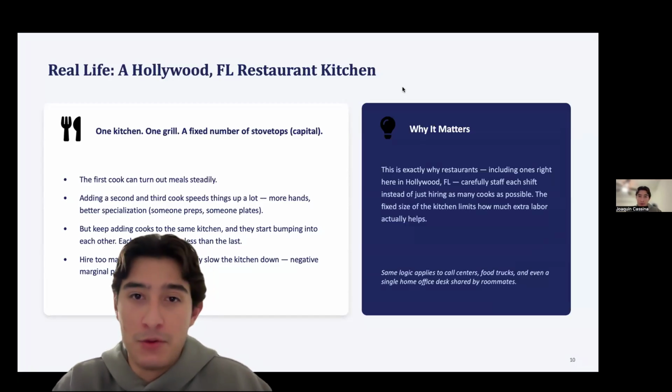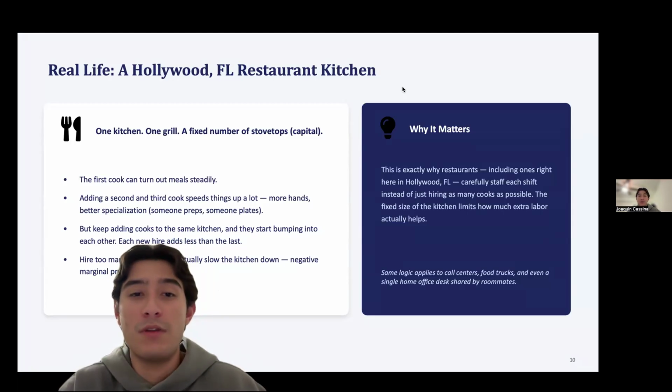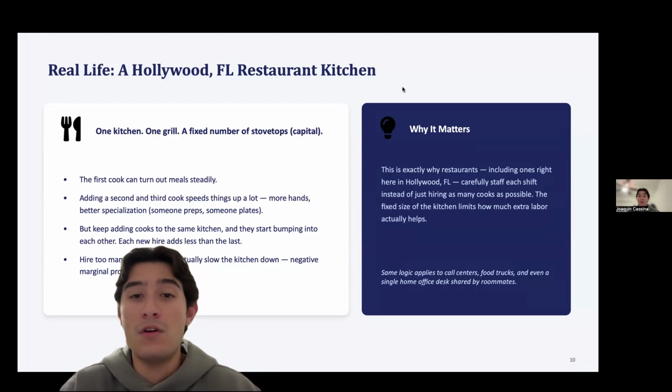Let's use a real world example now. If you've ever eaten out in Hollywood, Florida, this would be the perfect example for you. Picture one kitchen with a fixed number of stovetops. The first cook gets meals out steadily. Add a second and third cook, and things start to speed up a lot. One preps, one plates, one's on the grill.